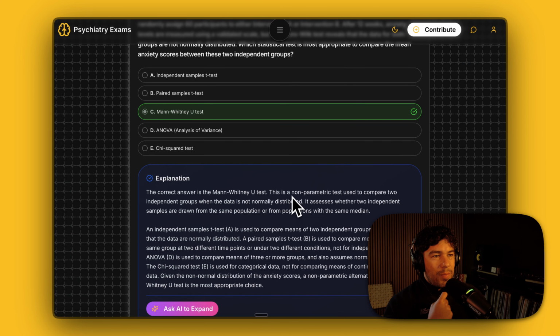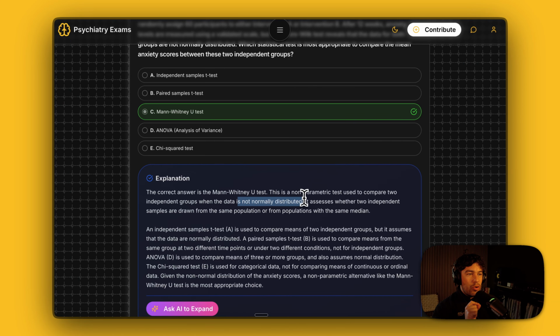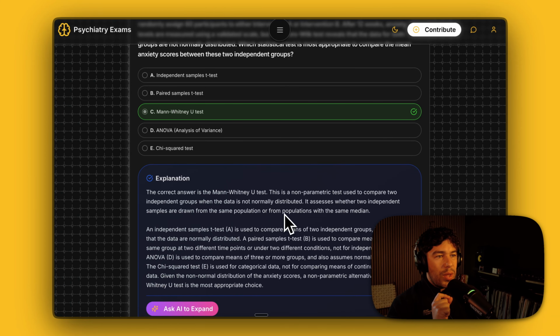There we go. So this is a non-parametric test used to compare two independent groups, as we have, when the data is not normally distributed. It assesses whether two independent samples are drawn from the same population or from populations with the same median.